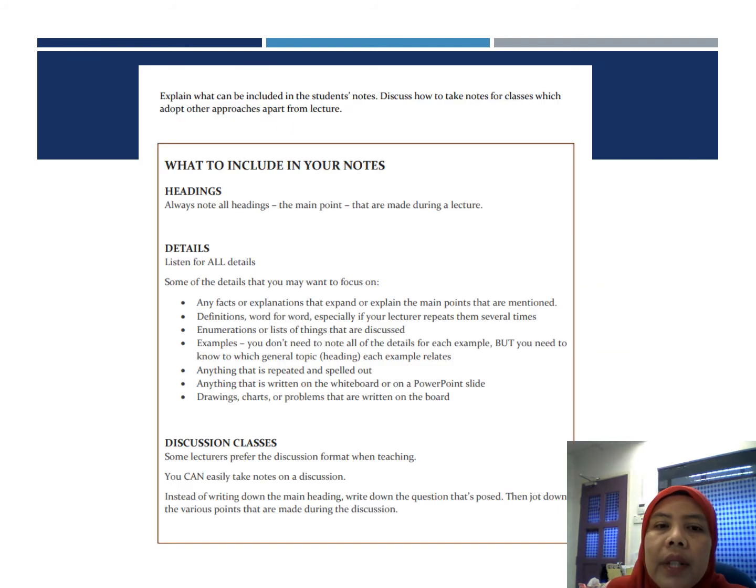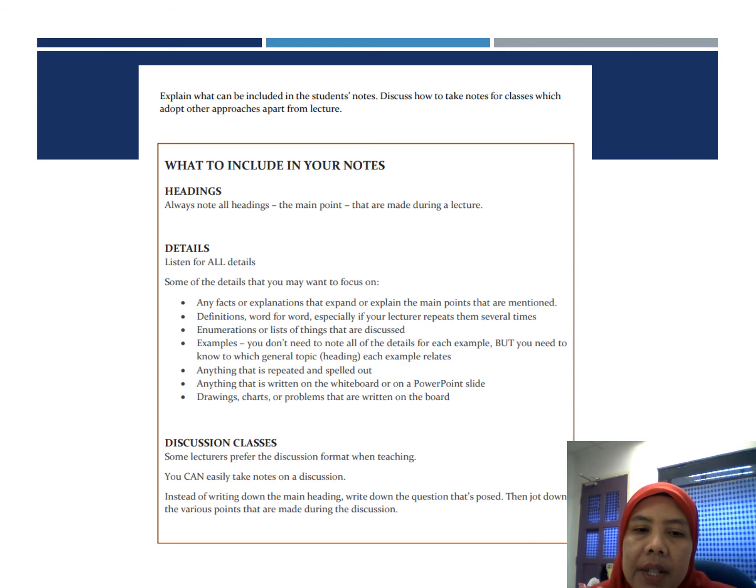What to include in your notes? You need to have headings. Not all headings, but the main points that are made during a lecture. Heading means the main point. And details: notes on any facts or explanation that expand or explain the main points. That's why I said for number 2 you need to write simple words which are the main point, and for number 1 you need to detail it. Explain it in detail, elaborate briefly.